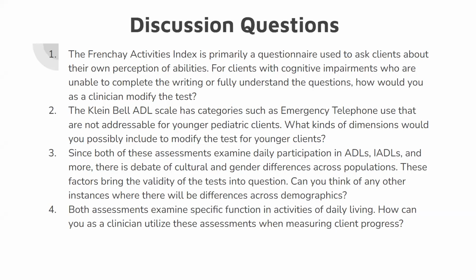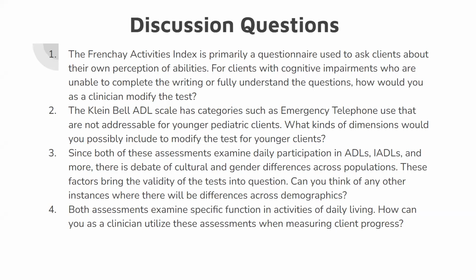Here are the discussion questions. Number 1. The Frenchay Activities Index is primarily a questionnaire used to ask clients about their own perception of abilities. For clients with cognitive impairments who were unable to complete the writing or fully understand the questions, how would you as a clinician modify the test? The Klein-Bell ADL scale has categories such as emergency telephone use that are not addressable for younger pediatric clients. What kinds of dimensions would you possibly include to modify the test for younger clients?